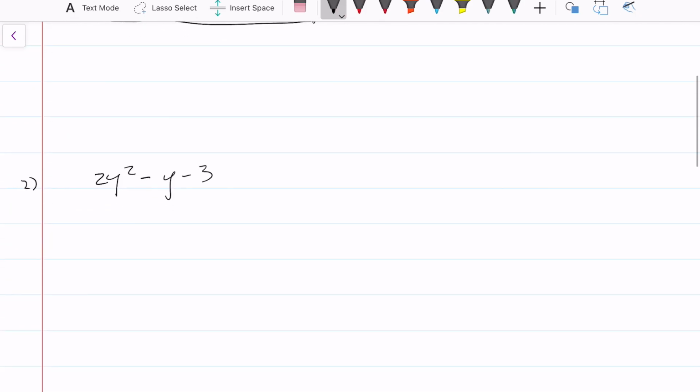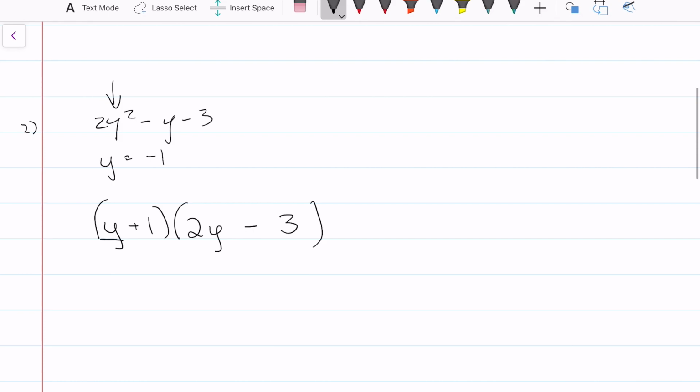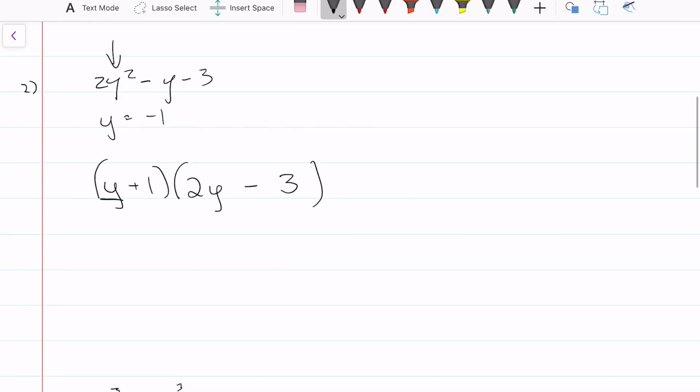Looking at this next question, we know that the factor for this was y equals minus 1, so the factor is y plus 1. Now we write our brackets out. What times y gives us 2y squared? That needs to go first, and that's obviously 2y. And what times 1 gives us negative 3, which is a minus 3. And those are our two factors. Again, you can multiply this out and make sure that you get the right answer, and you should.